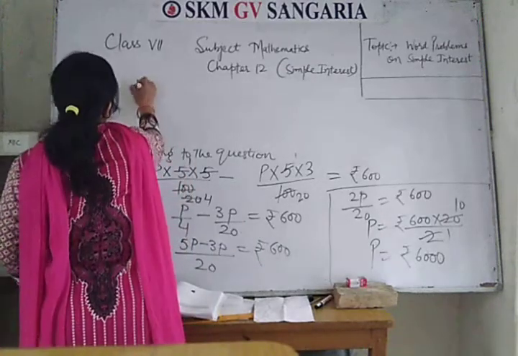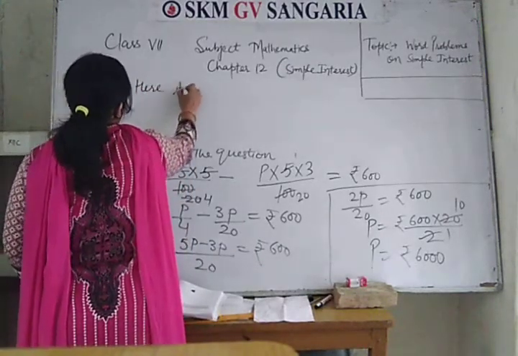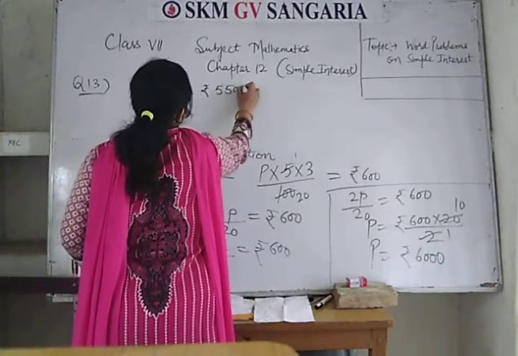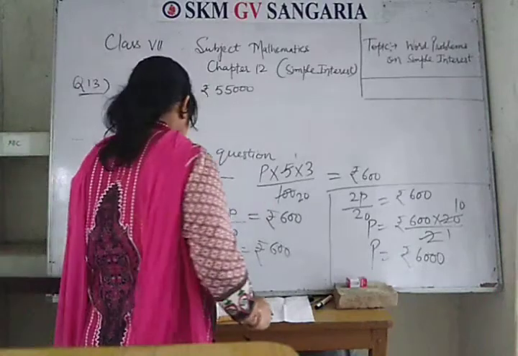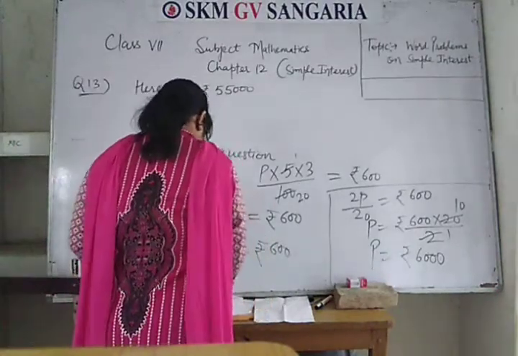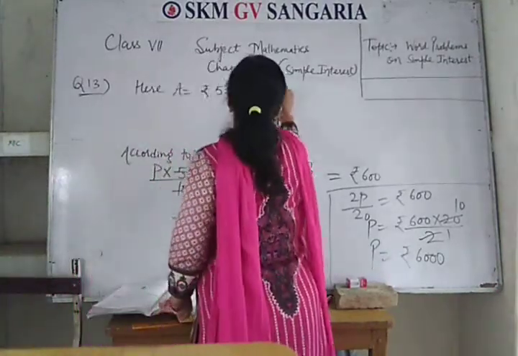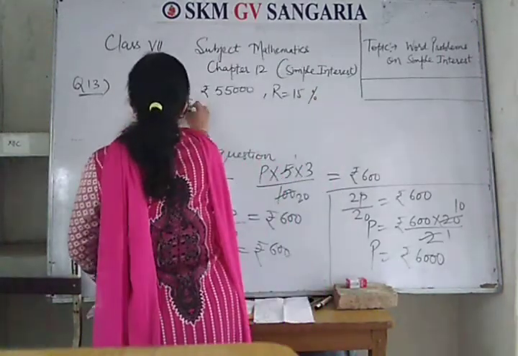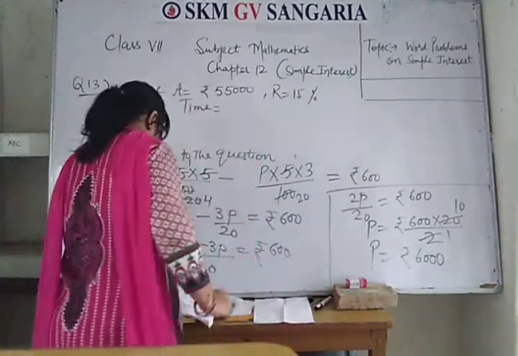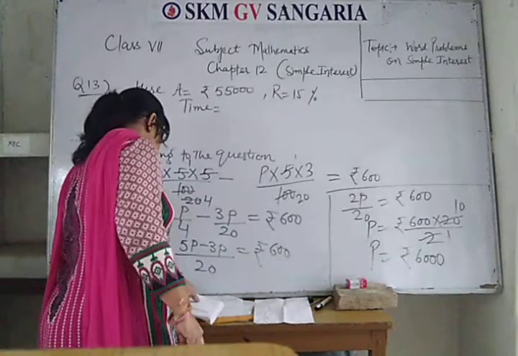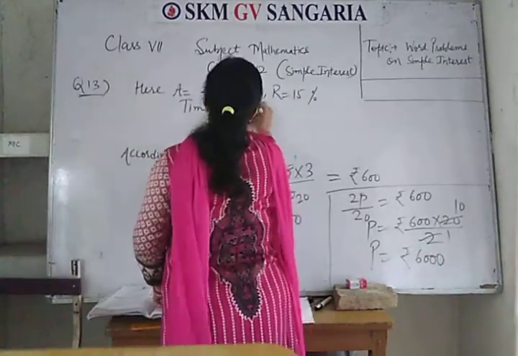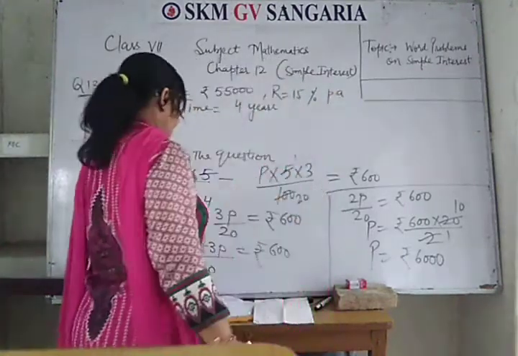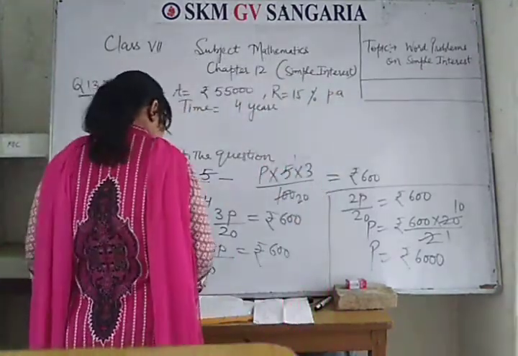So here amount is equal to how much? Rupees 55,000. Rate of interest 15%. Time, it is how much? It is 4 years. The rate is per annum. Okay, it is per annum.